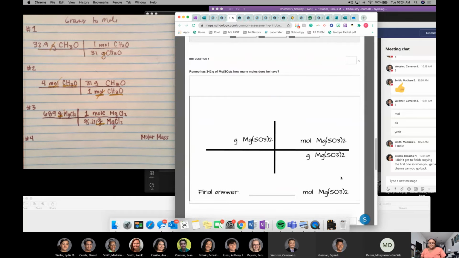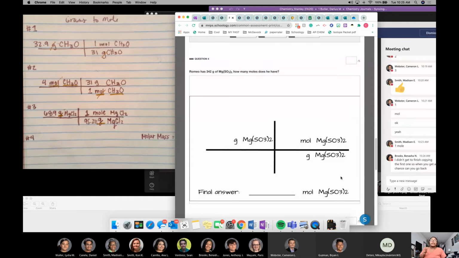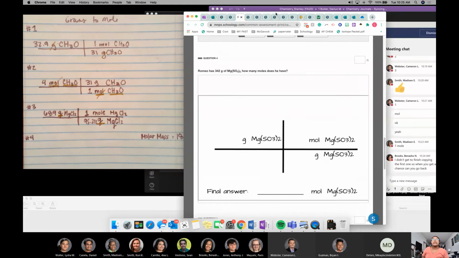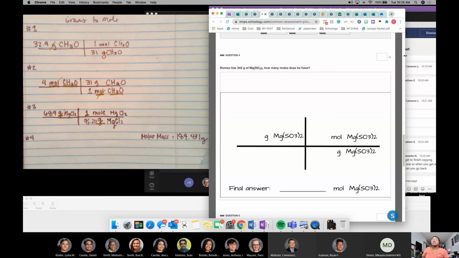MgS 0.066 times 2, 10.99 times 6. So the molar mass is going to be 184.431 grams. All right, so let's start with what we know. What have we been given? There you go. There's the molar mass.